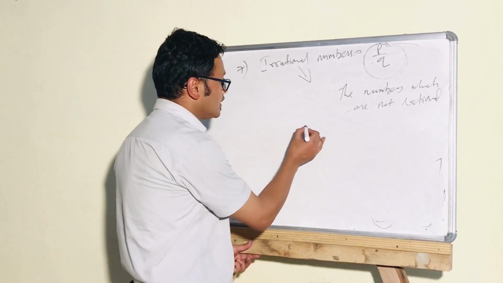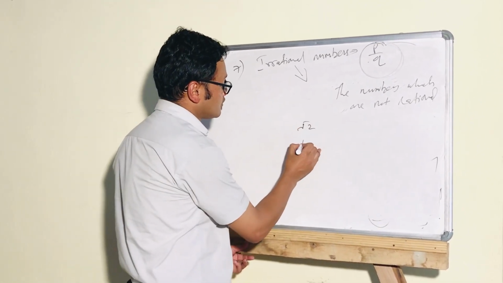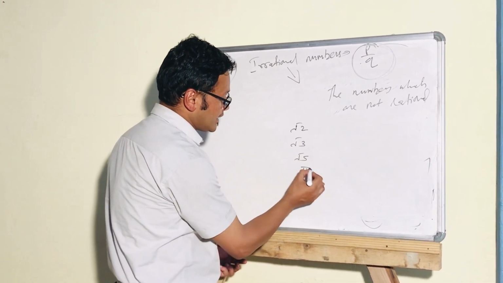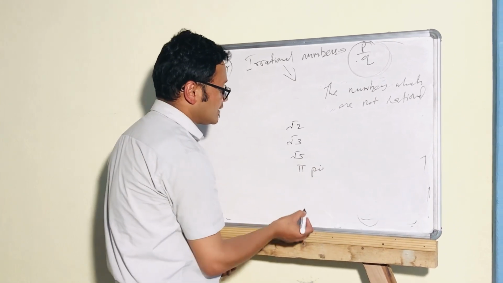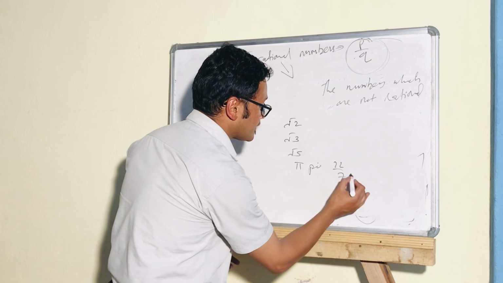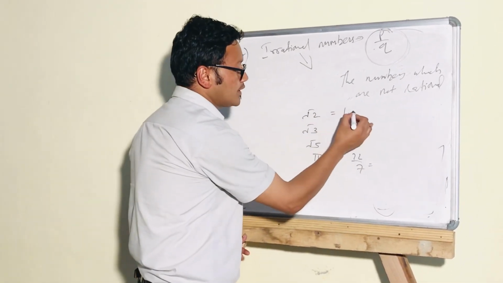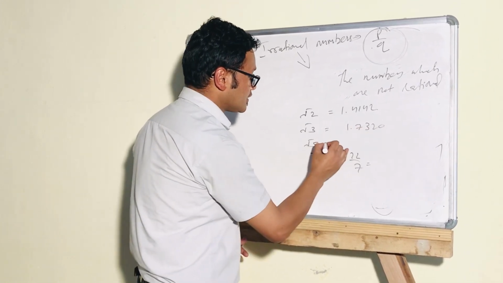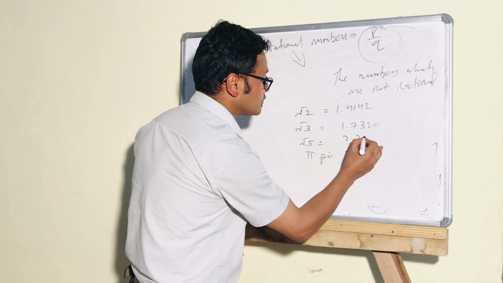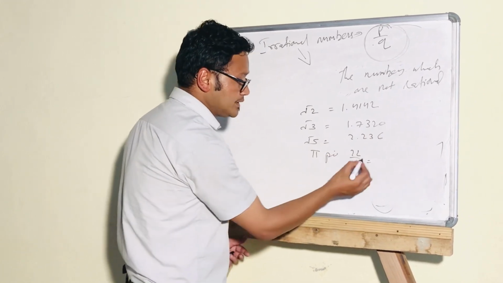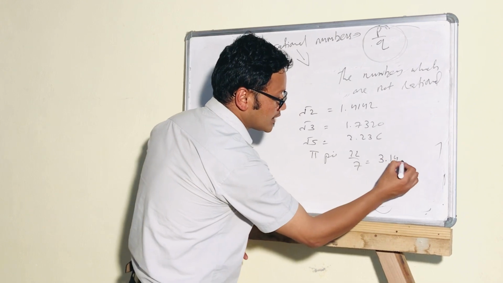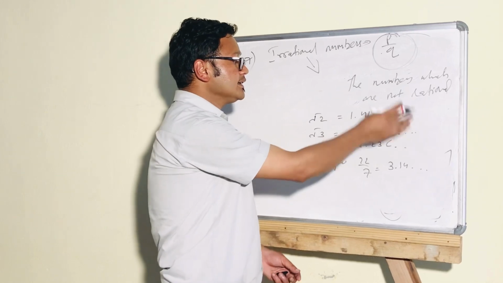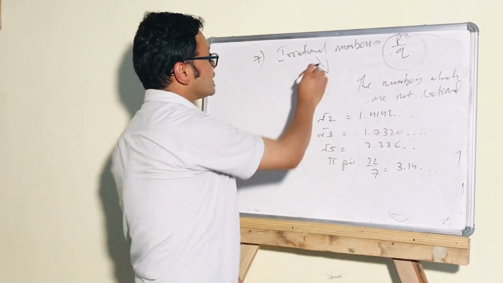So I am giving examples. First root 2, root 3, then root 5, and pi, or 22 by 7. Root 2 means 1.4142, root 3 means 1.7320, root 5 means 2.236, and pi means 22 by 7 or 3.14 and so on. So it goes on again and again. That means it is non-terminating, non-repeating decimals. So these are examples of irrational numbers.